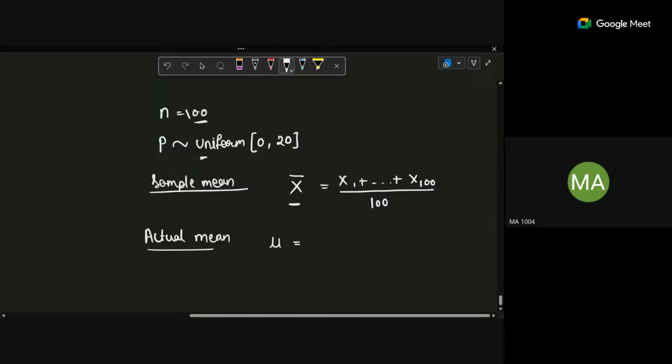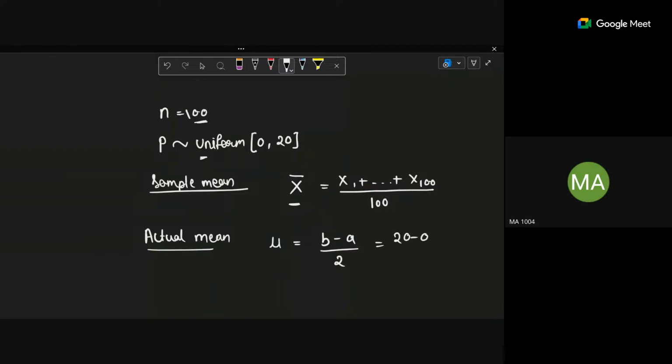So what will be the actual mean in this particular case? P is a random variable which is uniform from 0 to 20. How did you calculate 10? It is B minus A divided by 2, that's nothing but 20 minus 0 by 2, that is 10. So this is the mean.